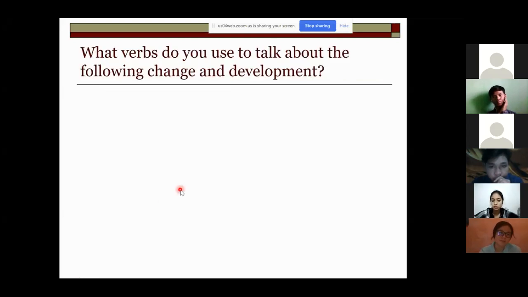Now, what verbs do you use to talk about the following change and development? Sometimes in your presentation, especially a business presentation, you need to mention some change or development regarding your materials. For example, this arrow. How do you say it if you want to explain this situation? How to state it? Yes, that's right. You may say increase or rise.